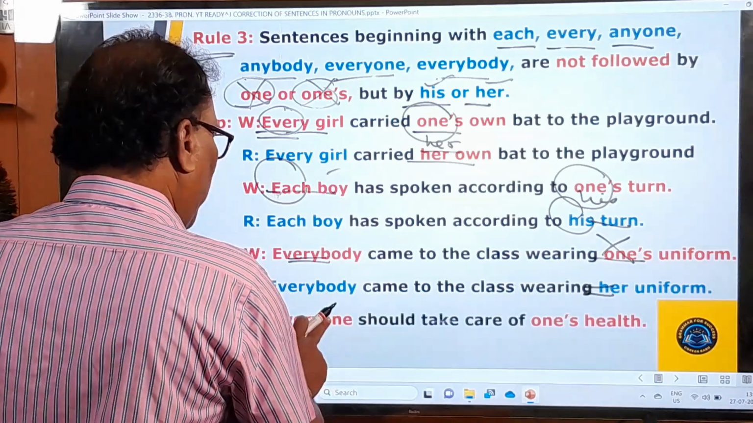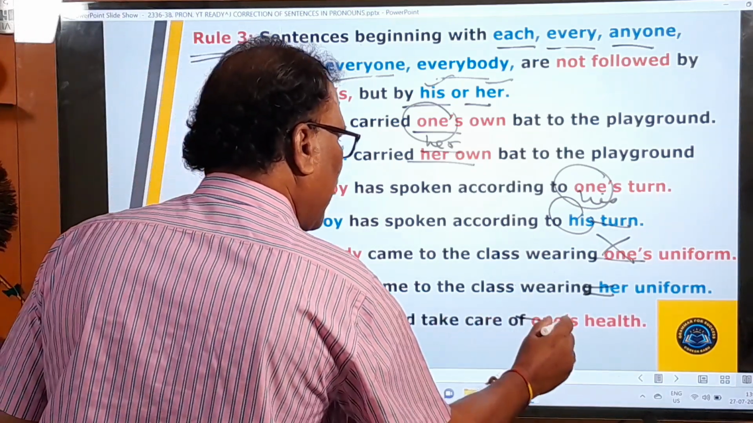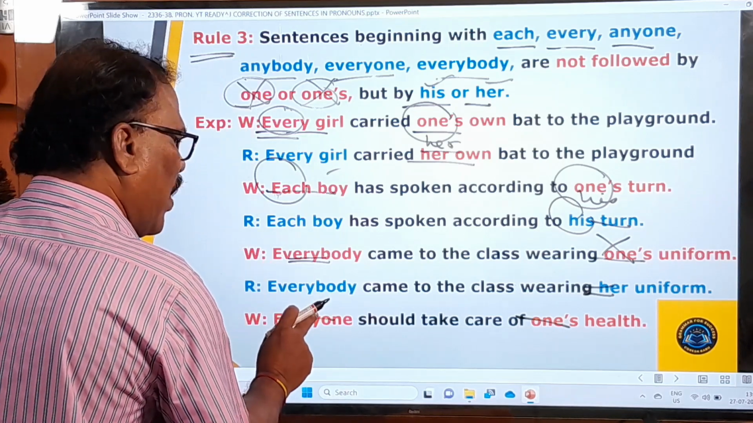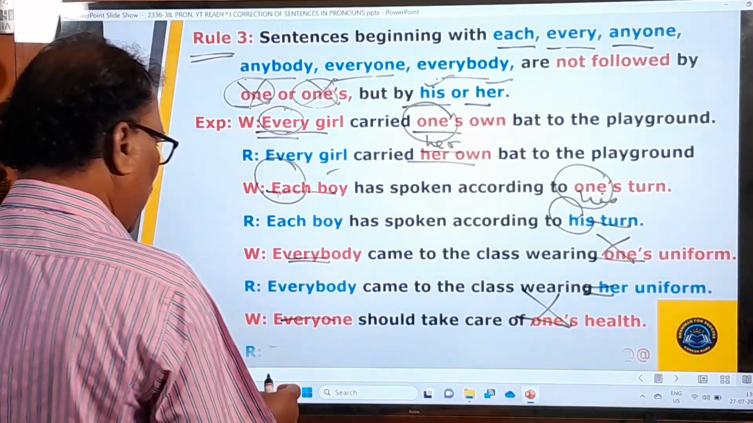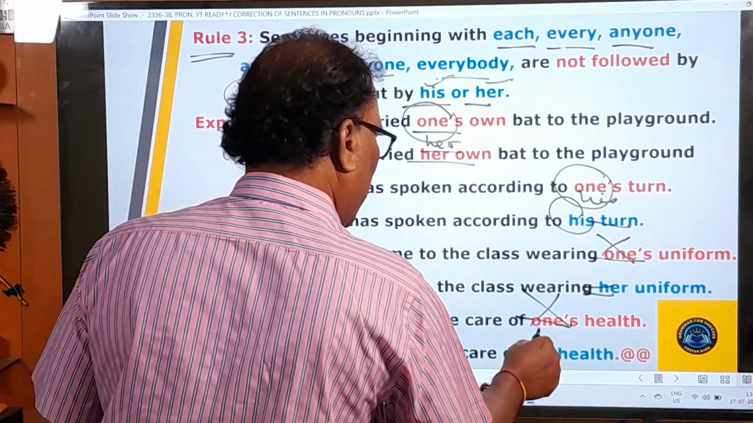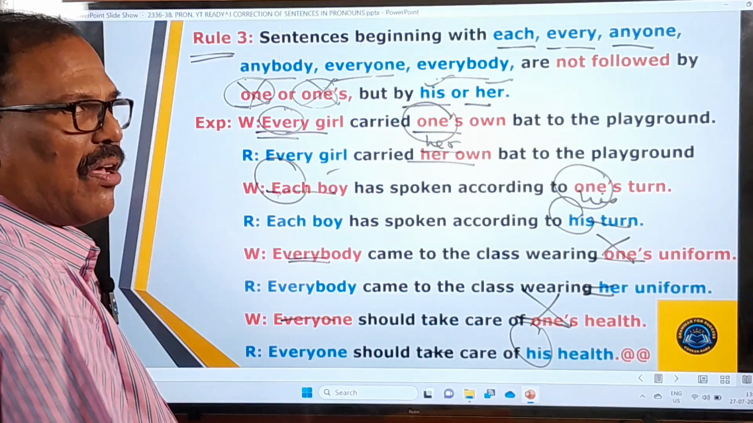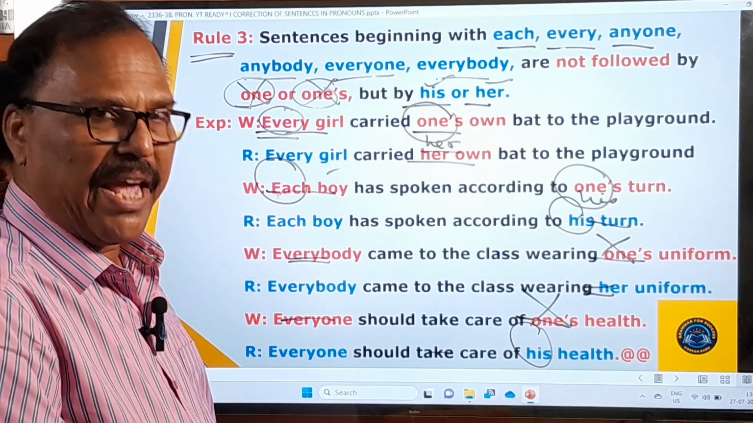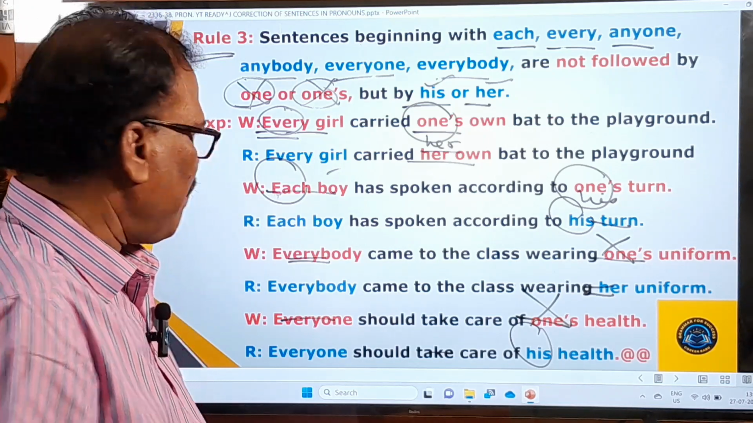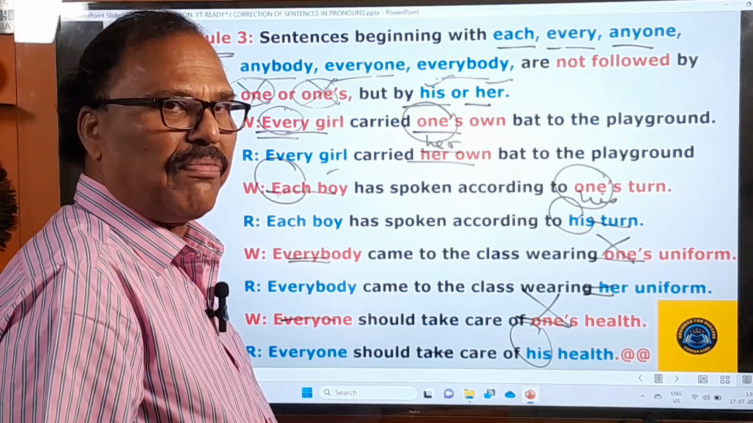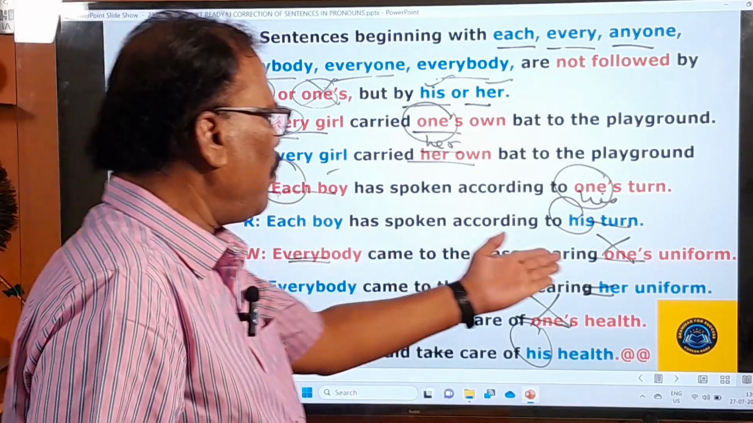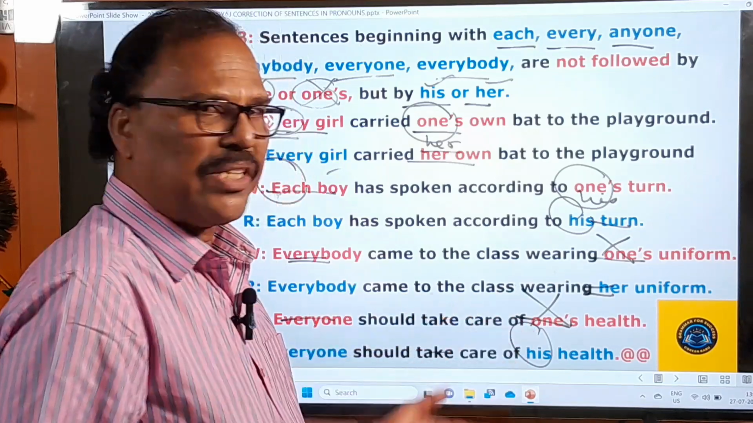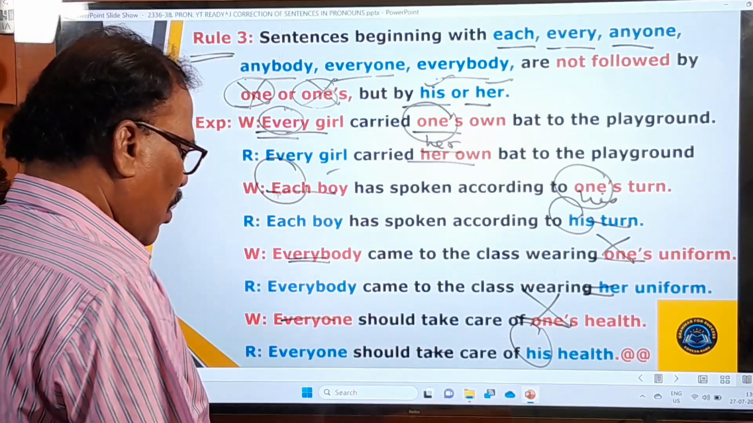Everyone should take care of one's health. So the sentence is beginning with one, and here once is used wrong. So we should say everyone should take care of his health. With everyone, you think of a male person. With everybody, you think of a female person. If you think it is female, you use her. If you think it is male, you use his. That depends all on your mind.